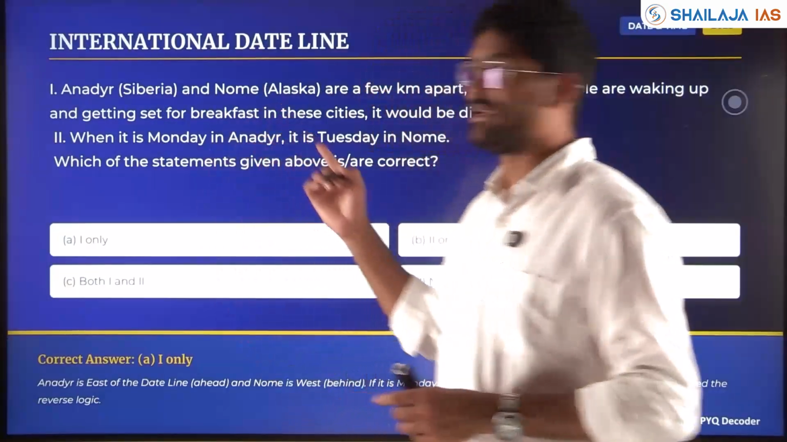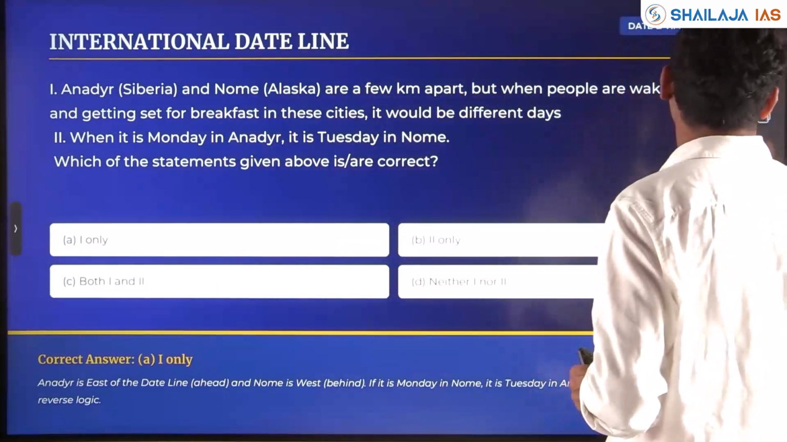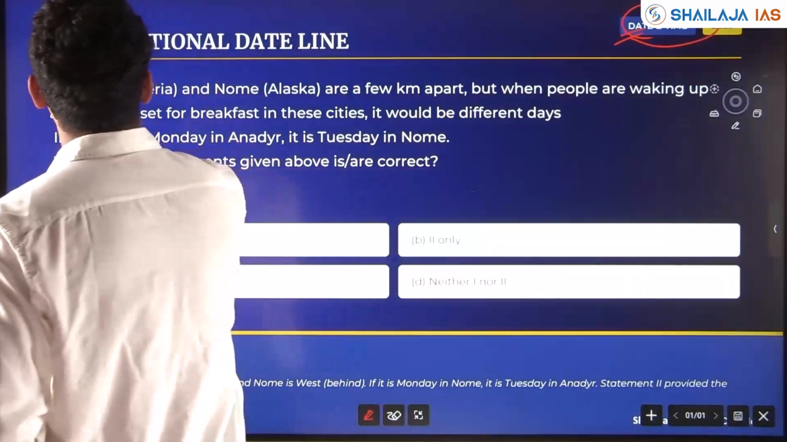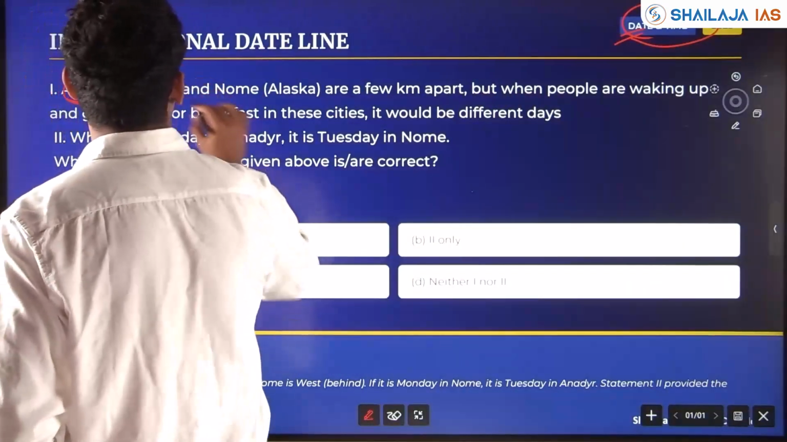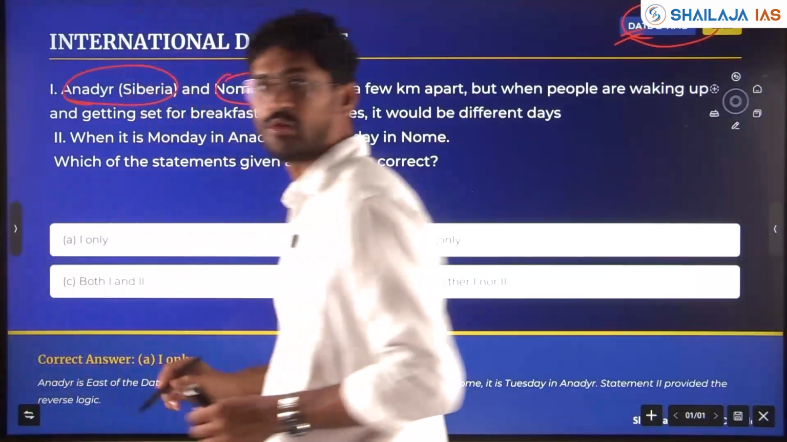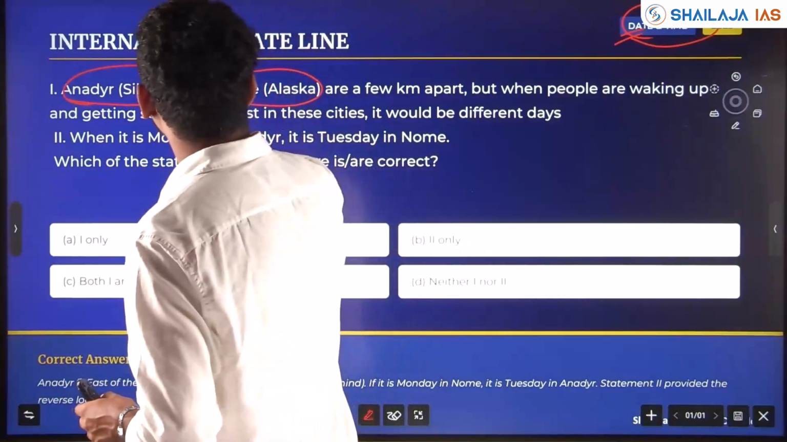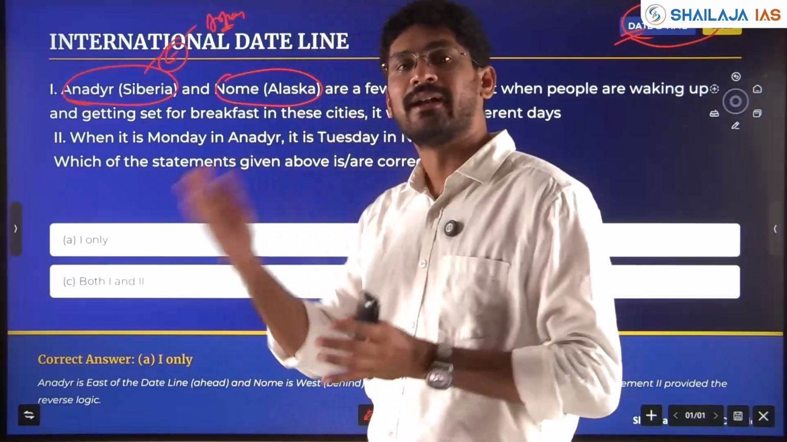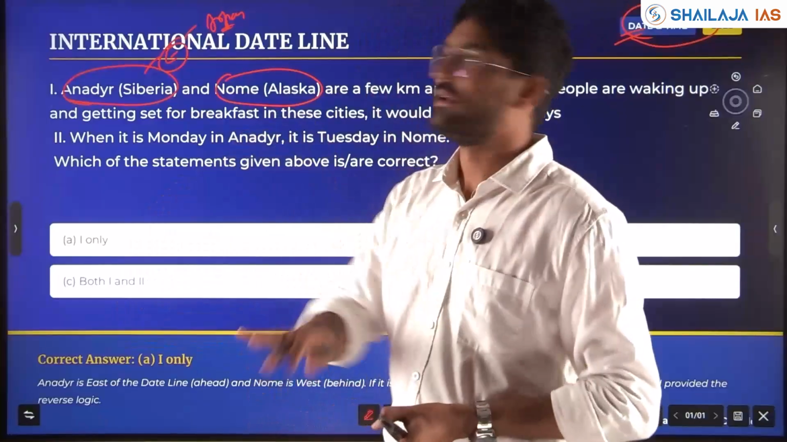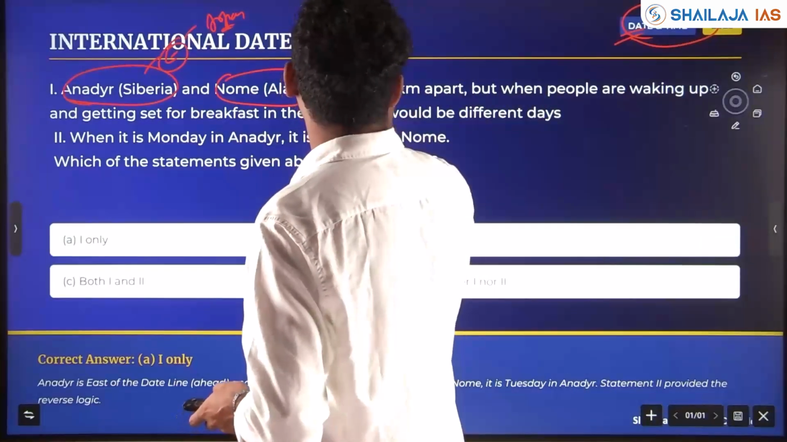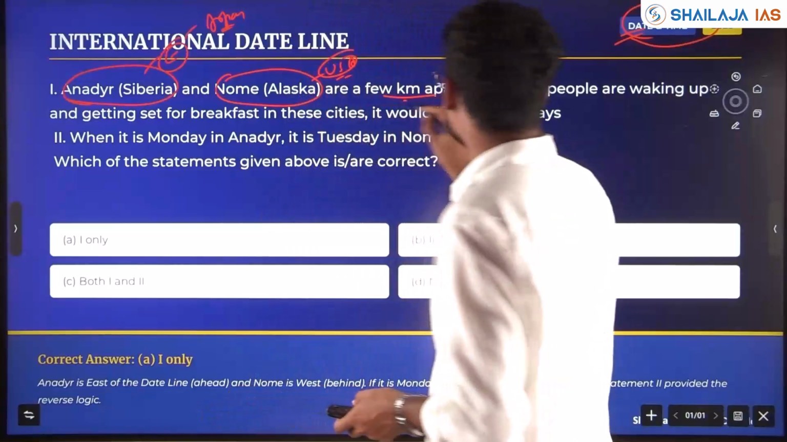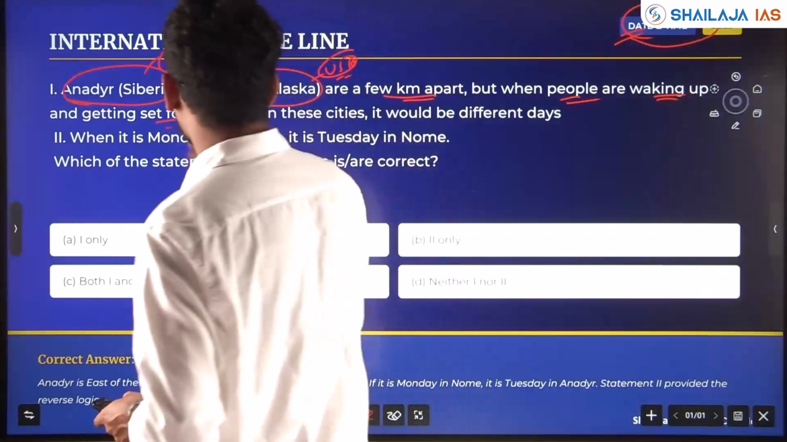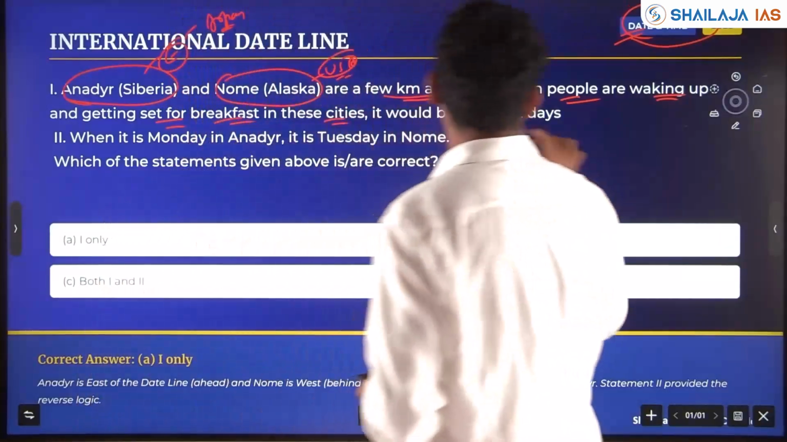Next, international date line. Same thing, based on longitude and the international date line, a time zones question has been asked. Anadyr, which is in Siberia, and Nome in Alaska. Siberia is in the east. You know Japan, right? In the east, we have a day earlier, and in the west, you have a day later. Nome, Alaska, which is USA, Russia sold it to USA, are a few kilometers apart, but when people are waking up and getting set for breakfast in the cities, it would be different days.